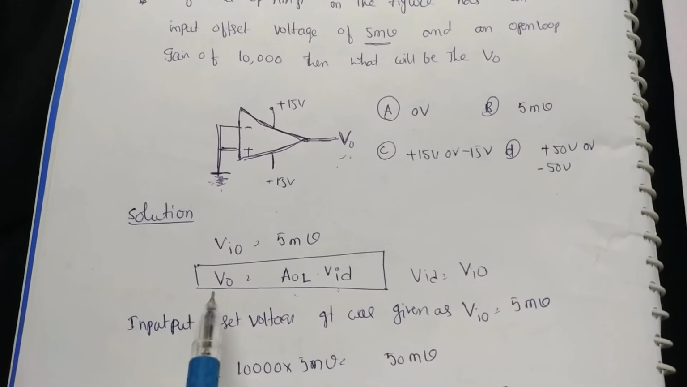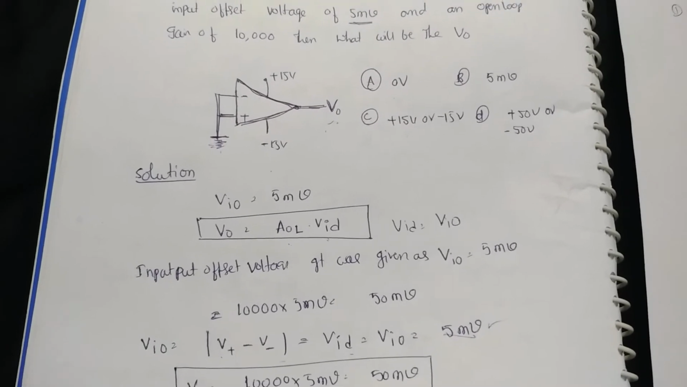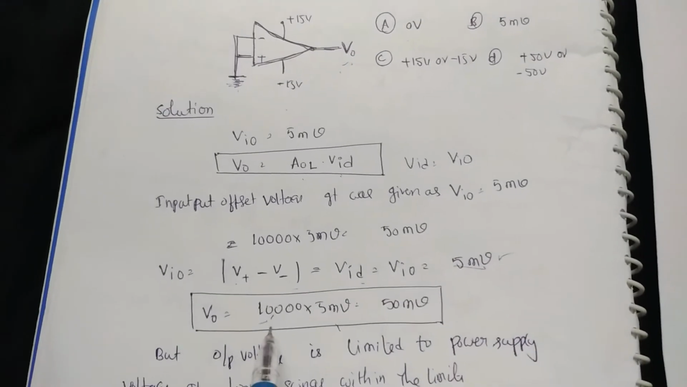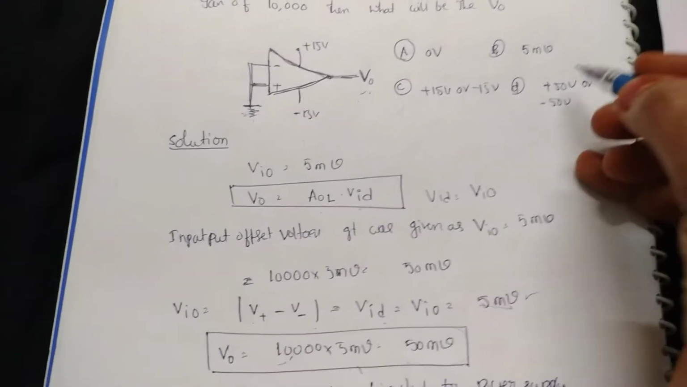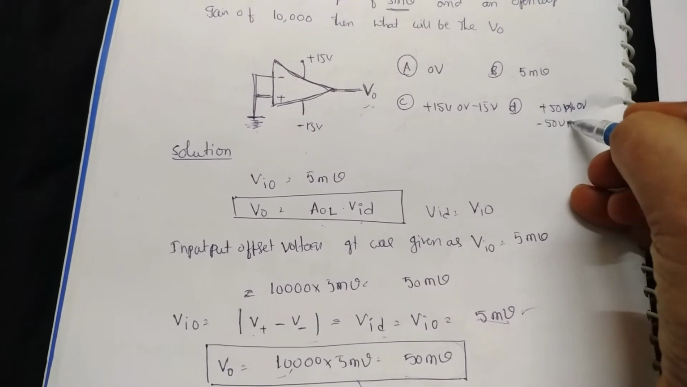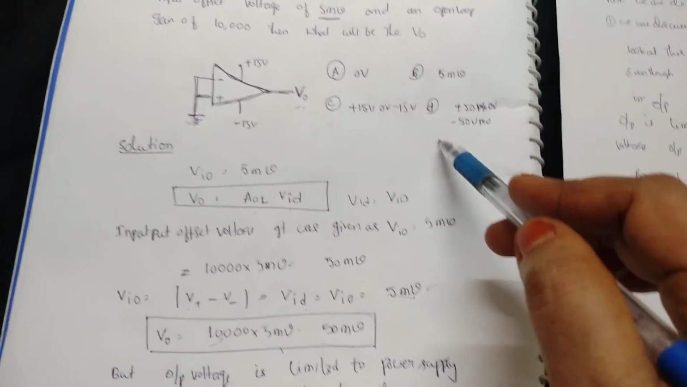So to find V0, it is gain times VIO. VIO is 5 millivolts. So 10,000 into 5 millivolts is 50 volts. Here 50 volts is given as an option, but it is wrong.